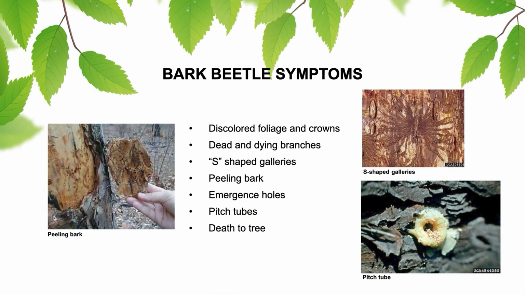Bark beetle symptoms. Symptoms of bark beetles may include discolored foliage that changes from green to pale green to yellow to brown in a few months, leading to dead and dying branches. S-shaped galleries under the bark. Peeling sections of bark caused by the galleries. Shot holes and pitch tubes in the trunk that are created by the emerging adults. Eventually, if populations are high enough, death to the host tree can occur if left untreated.